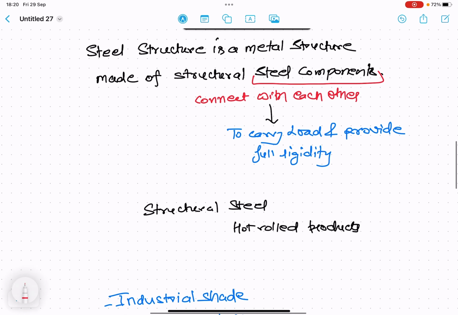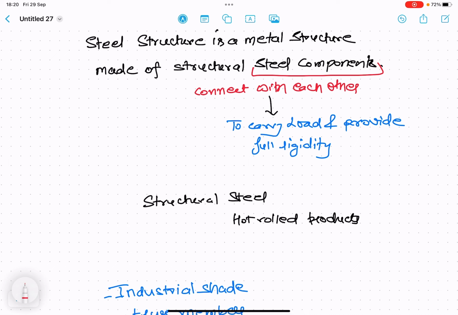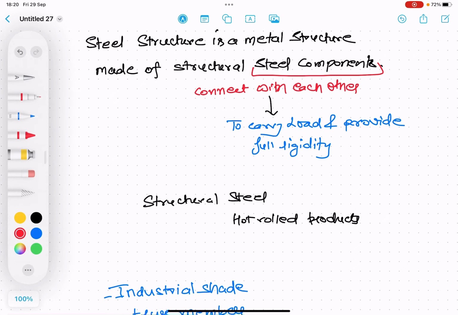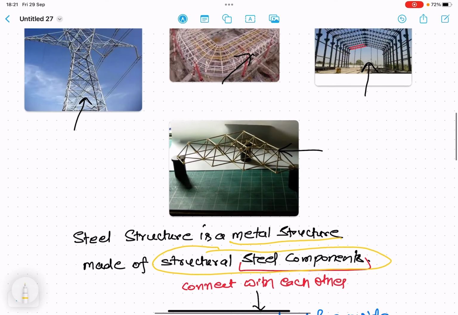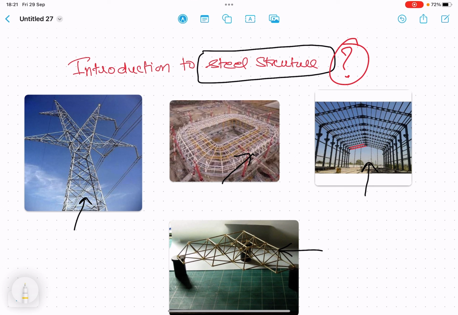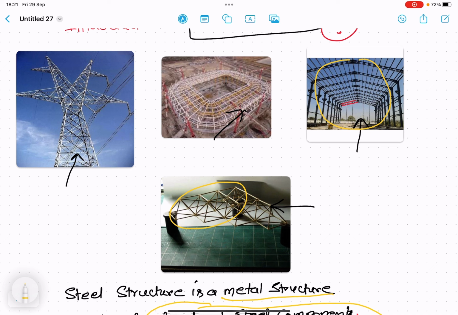A steel structure is basically a metal structure. Remember this point: it is a metal structure made up of structural steel components. So what is a steel structure? A steel structure is just a metal structure made up of structural steel components which are connected with each other. As you have seen, there are beams in them basically taking up the load.